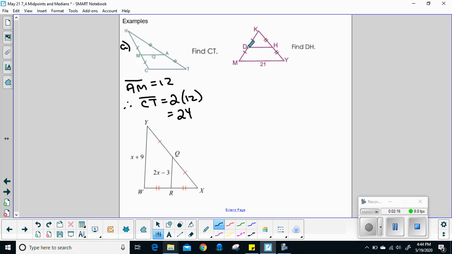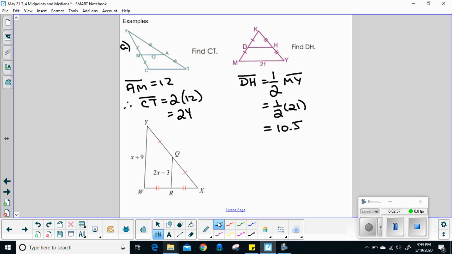Let's look at this one. So here again, I've got midpoints, midpoints, so check out the dashes on the side. So that tells me that the length of DH is going to be half the length of MY. So it's half of 21. Well, that's 10.5. Cool, eh?